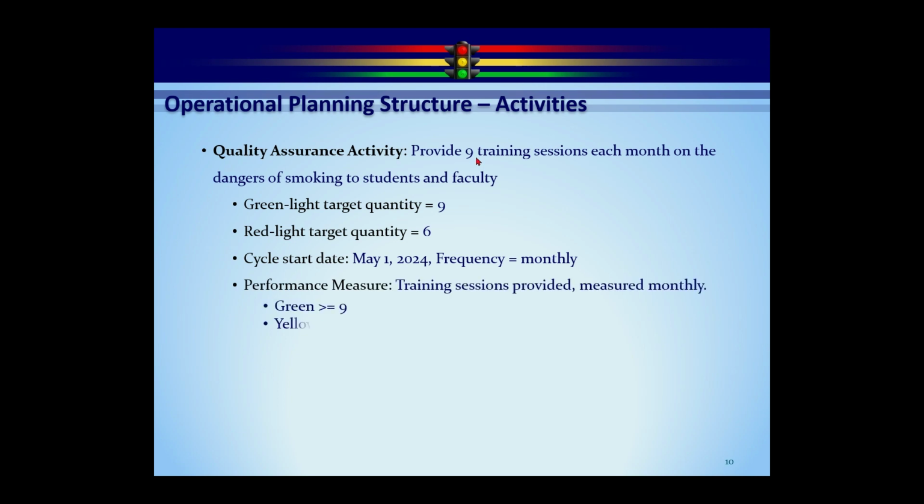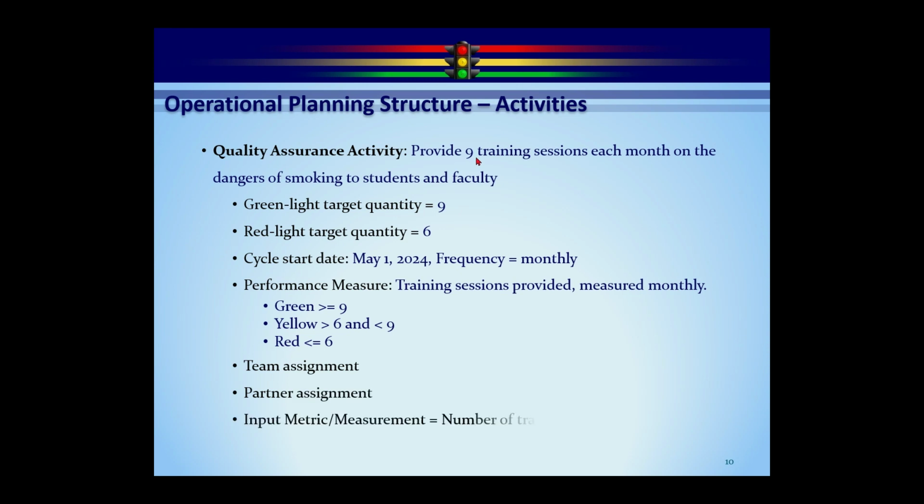And then our performance measure is going to be created for you. It's going to say training sessions provided, measured monthly, and then our green, yellow, and red values. And then again, team and partner assignments, and our input metric is real simple. How many training sessions did we provide? So that's what we're going to be measuring over the course of the month here. So that's the QA activity.